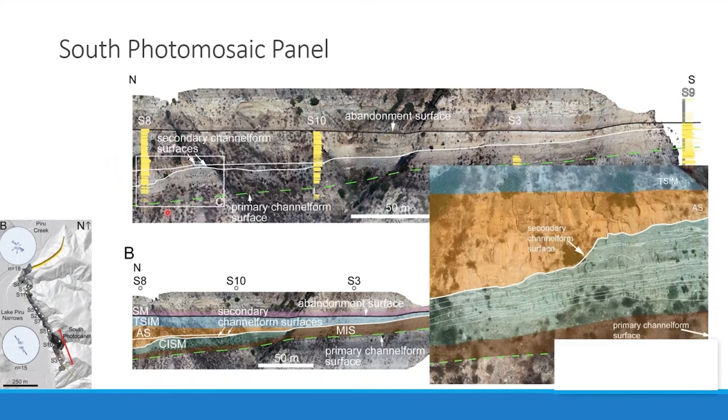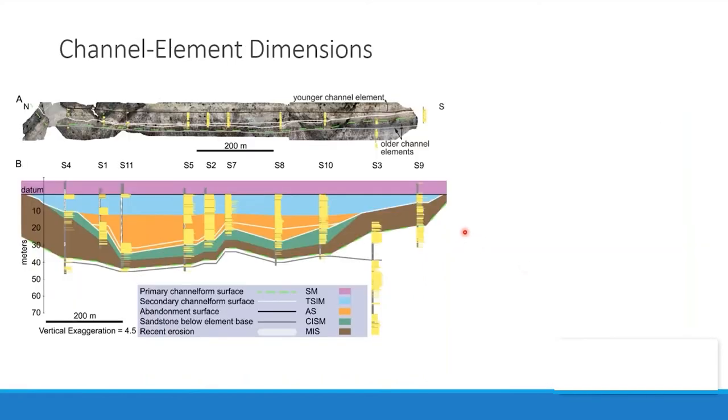If we zoom in on this interesting area here, we can see this secondary channel form surface separates amalgamated sand from the underlying chaotic sands and muds. This secondary channel form surface is an erosional surface, and it has quite a bit of relief on it. It's almost 10 meters in this area, and it's very undulatory. So although we're looking at an oblique view through this channel, we can still give some estimates of the dimensions.